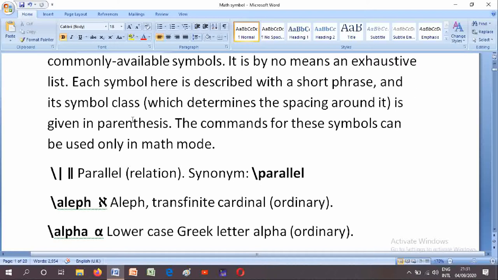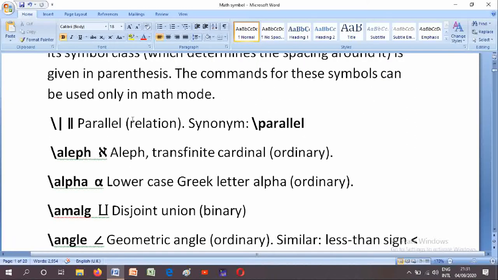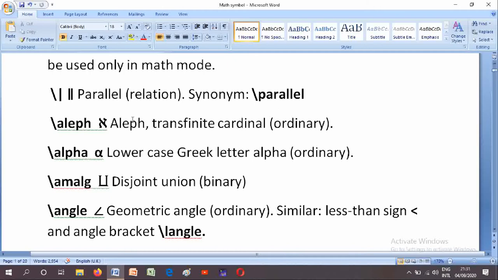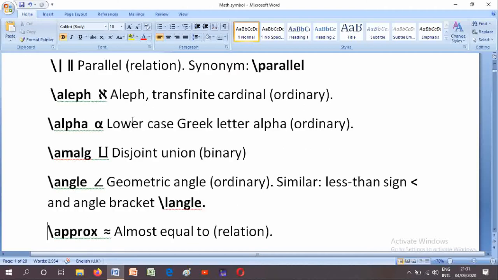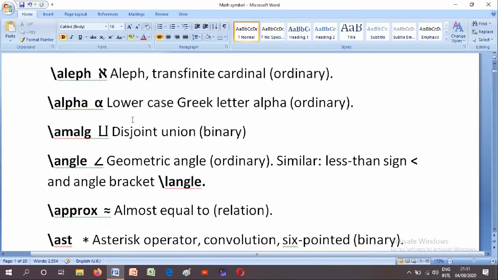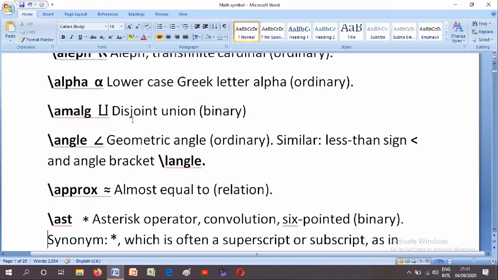Backslash aleph, transfinite cardinal, ordinary. Backslash alpha, lowercase Greek letter alpha, ordinary. Backslash amalg, amalgamation or disjoint union, binary. Backslash angle, geometric angle, ordinary, similar to the less-than sign, and angle bracket, backslash langle. Backslash approx, almost equal to, relation.